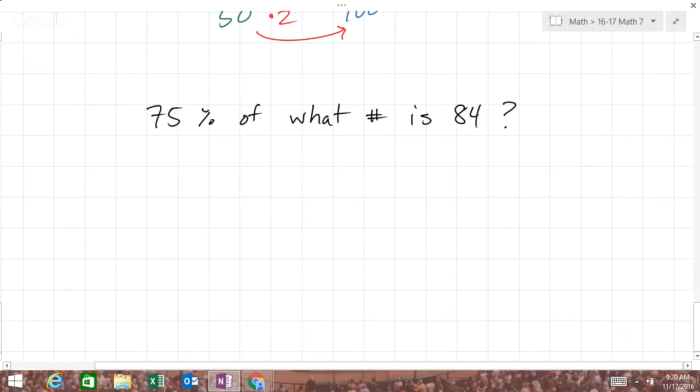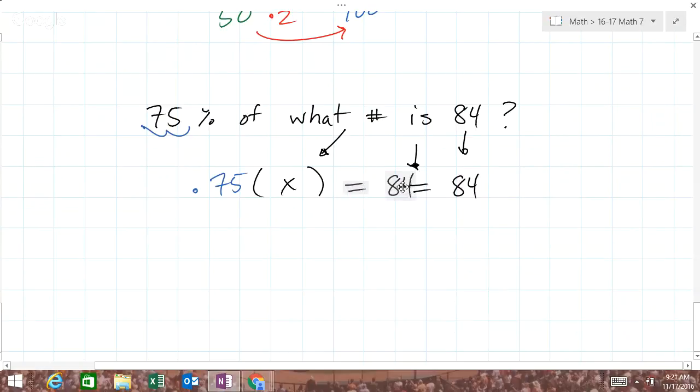All right, so here we go. What's the key word that we're looking for? Is and of, right? What are we putting in place of is? Equal sign. Of means multiply. We're going to go and bring the 84 down because we know it goes there. What do we put here for what number? Variable. Oh, 75%. What do we have to do there? We're going to have to turn it into a decimal, so it's going to have to turn into 0.75. So 0.75 times a number equals 84. So what are we going to do here?